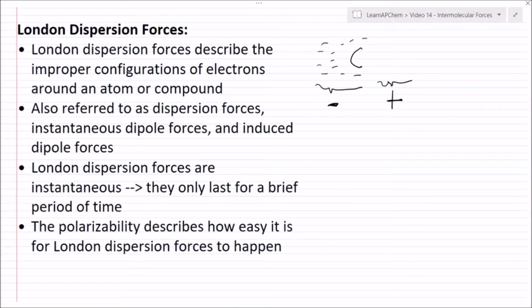These are also referred to as dispersion forces, instantaneous dipole forces, and induced dipoles. And the reason for that is, let's think about having another carbon compound. 1, 2, 3, 4, 5, 6, 7, 8, 9, 10, 11, 12. Sort of perfectly oriented. If this dispersion happens, this positive charge is going to sort of pull electrons this way. So now these 4 are going to go over here.